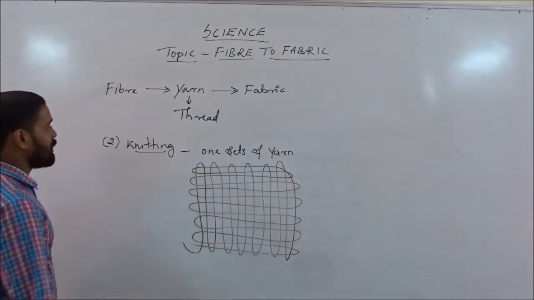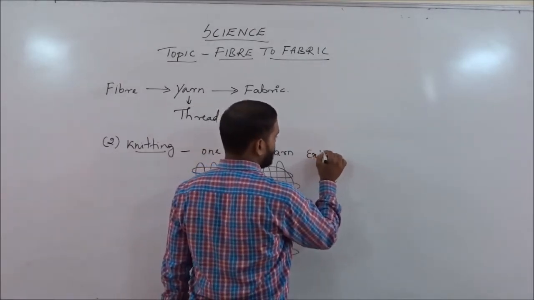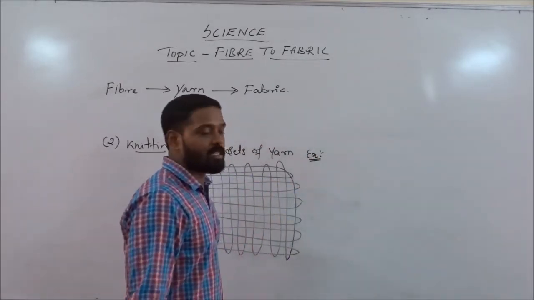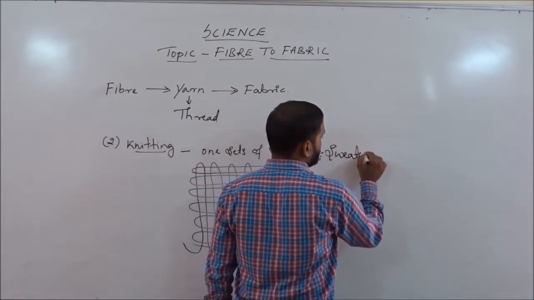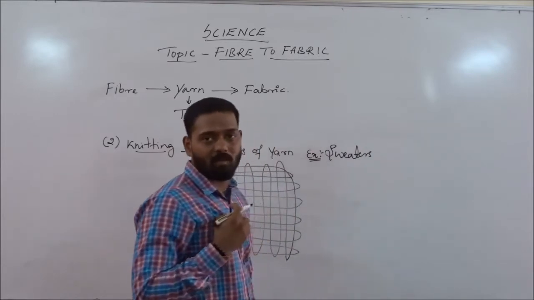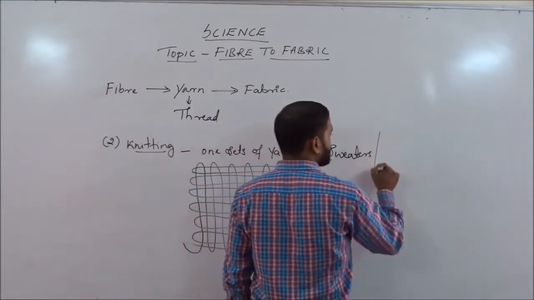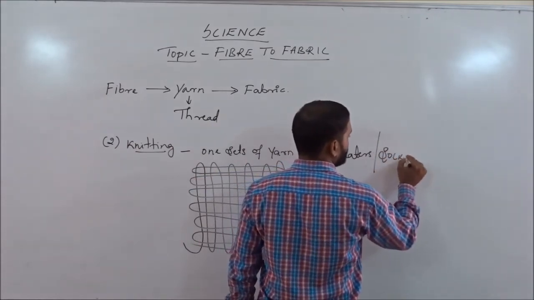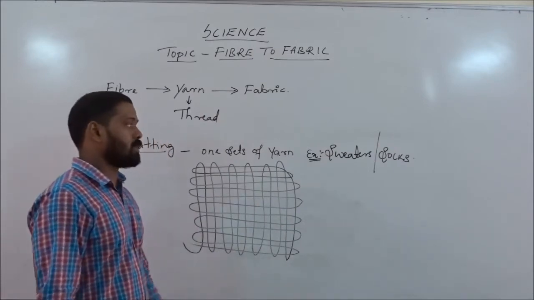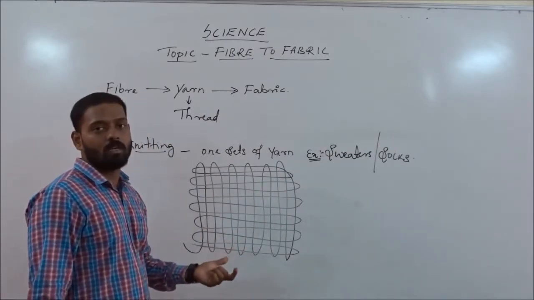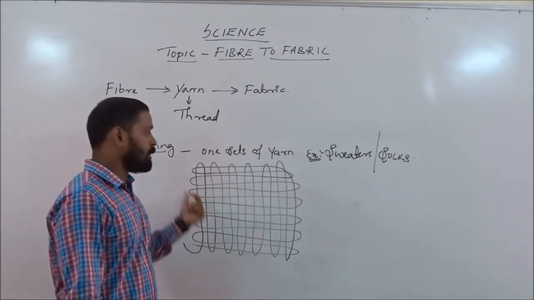Some examples of knitting processes are sweaters. Sweaters are made by knitting methods, whatever sweaters you are wearing today. Next, socks. Socks are also manufactured by knitting methods. Okay, sweaters, socks. Some shawls are also made by the knitting method.